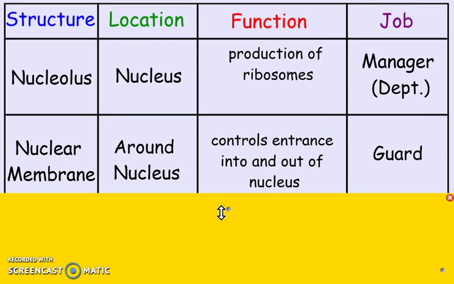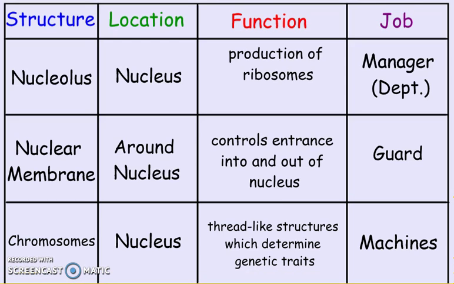Around that is the nuclear membrane, so it would be similar to the cell membrane, but around the nucleus. So they're going to control what gets into and out of the nucleus. And then also the chromosomes. So remember, they are in the nucleus. These are little thread-like structures which are going to determine all of your genetic traits.